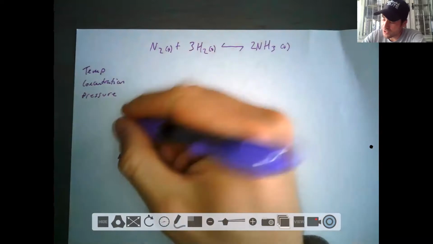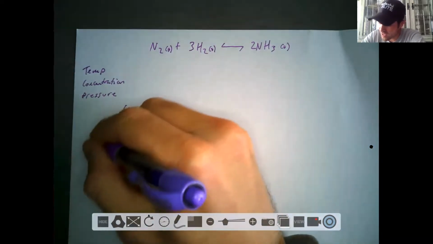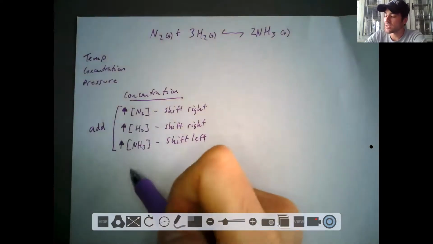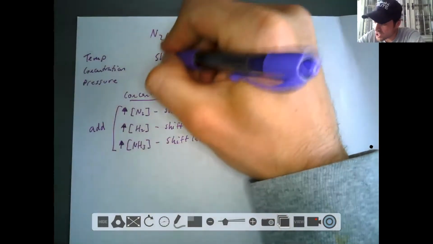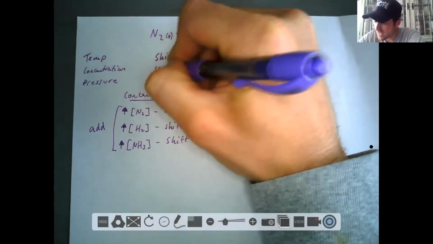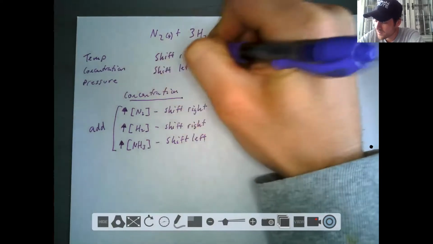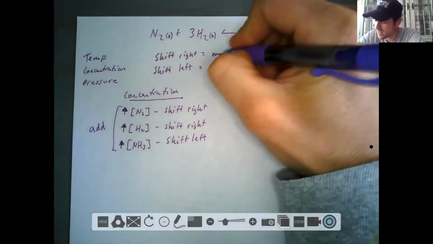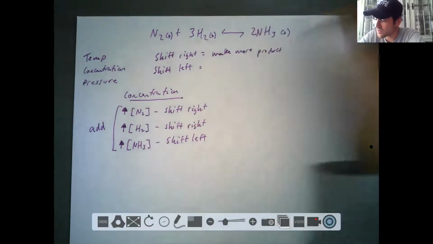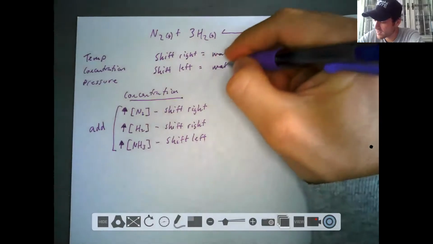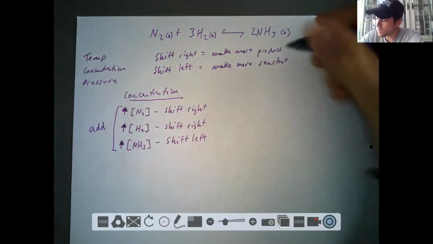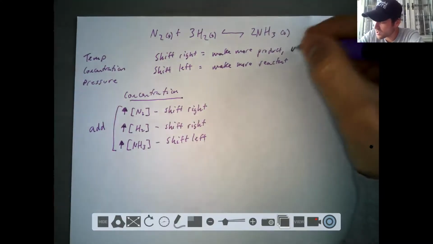And so understand in all three of these scenarios, we are adding. I'm adding N2, I'm adding H2, I'm adding NH3. I would write this down. So what does a shift right and what does a shift left, what does that mean? Shift right means make more product, right? Products are on the right. Shift left means make more reactant. If you want to make more product, you have to use reactant.